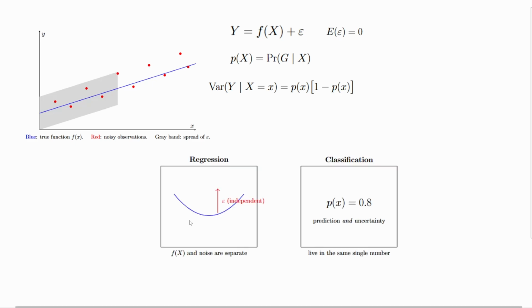So in regression, the noise and the true values are independent. However, in classification, they're intimately connected together. The prediction is both a prediction and a comment or information about its uncertainty.